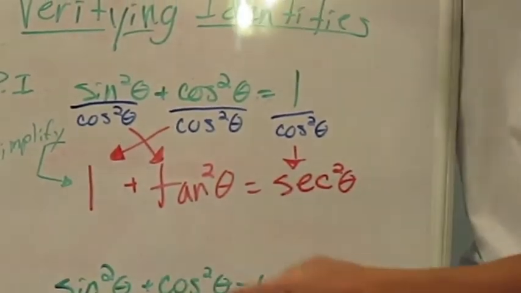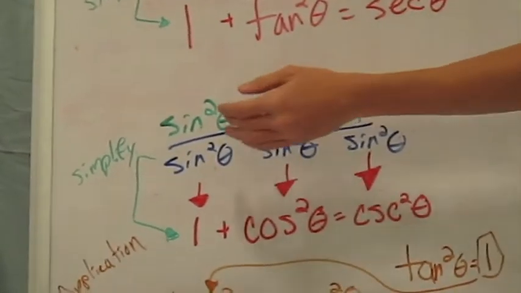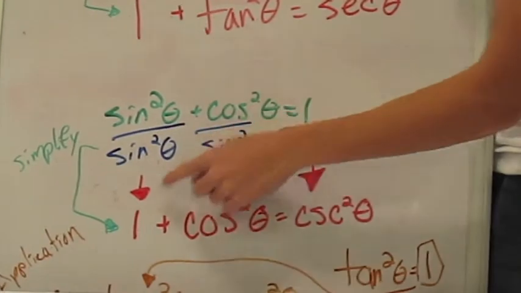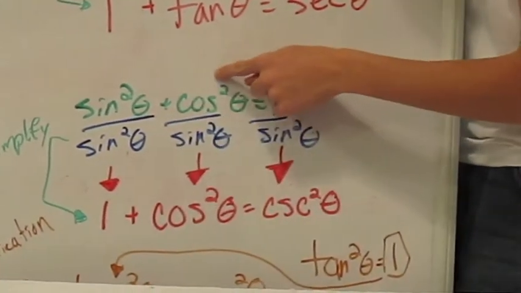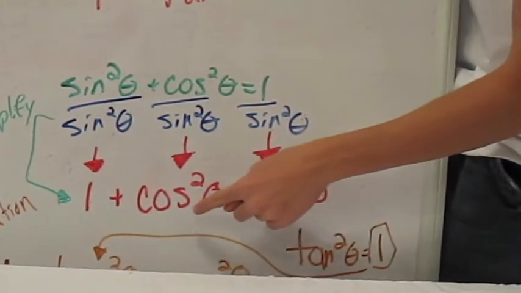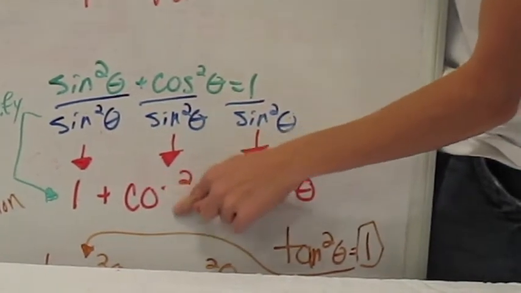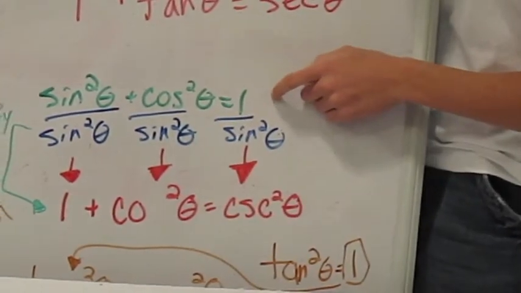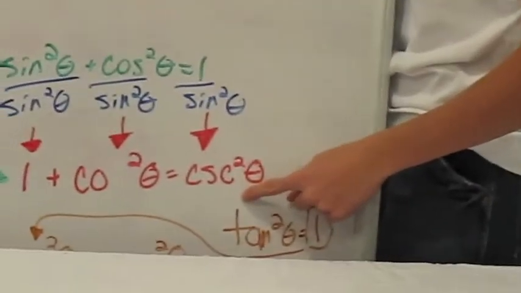And that can be applied in the same way with sine squared theta. So if we take sine squared theta divided by sine squared theta, it's 1. Now, cosine squared theta divided by sine squared theta is a quotient identity, which means that it will become cotangent squared theta. And we have a reciprocal identity, which is 1 divided by sine squared theta equals cosecant squared theta.